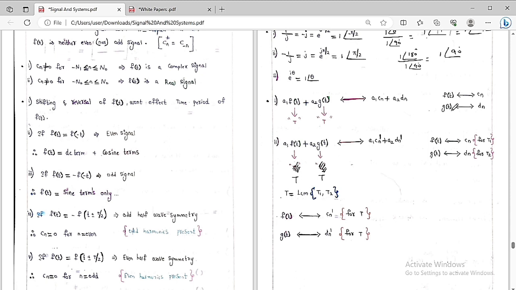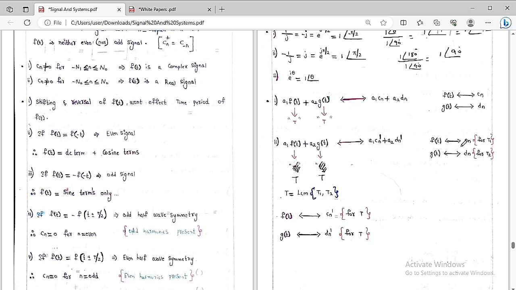So finally I can say, if f of t has the Fourier coefficient Cn and g of t has the Fourier coefficient Dn and both have the same time period, then you can go for the linear combination, which is a1 into f of t plus a2 into g of t, and it has the Fourier coefficient a1 into Cn plus a2 into Dn.